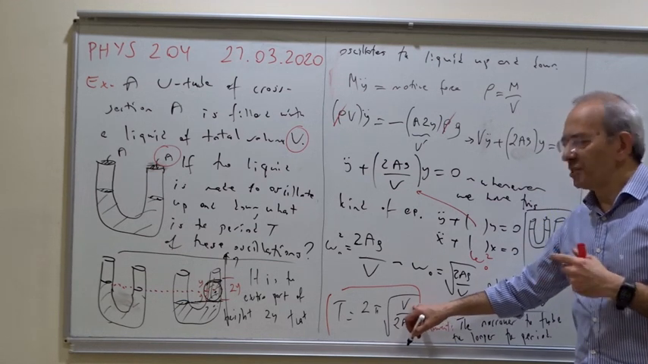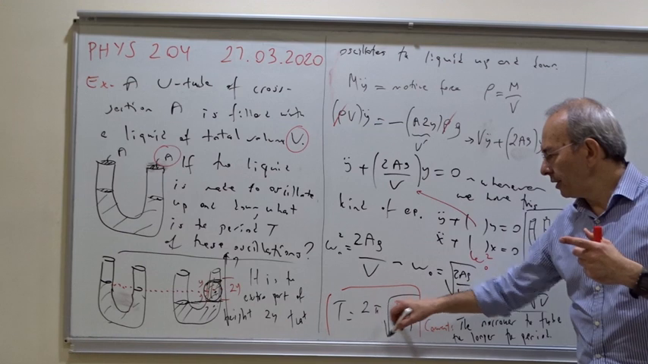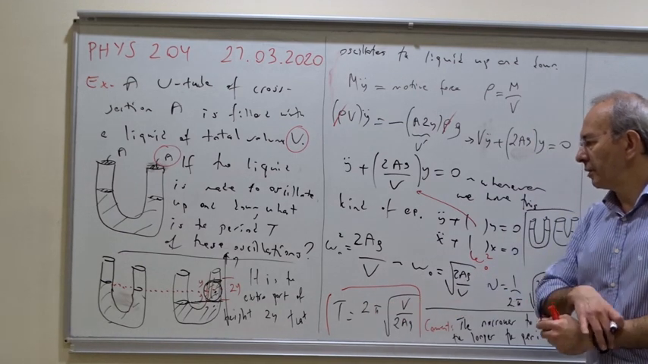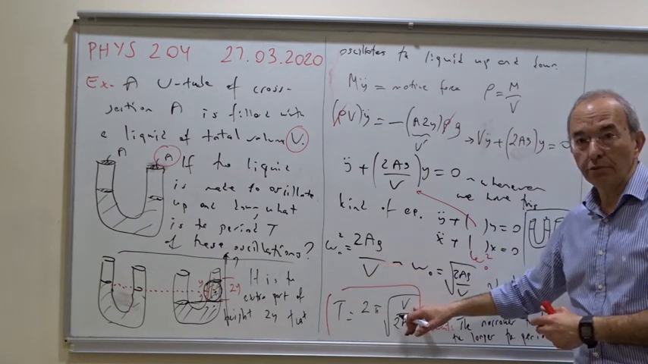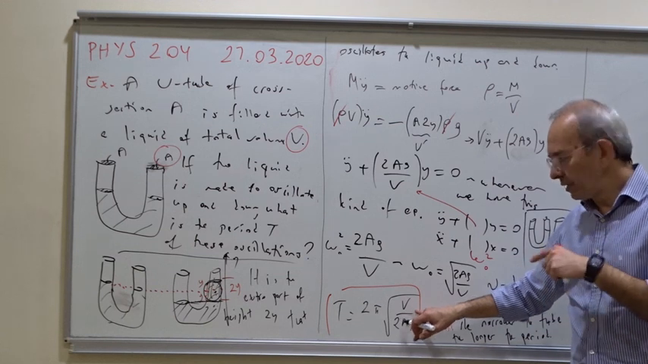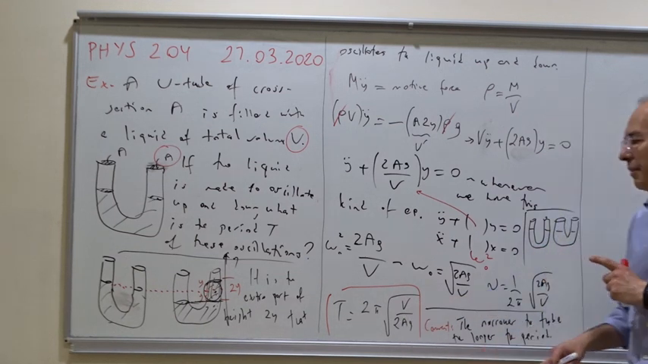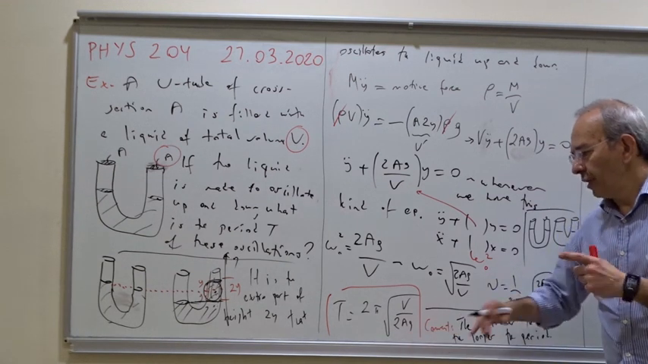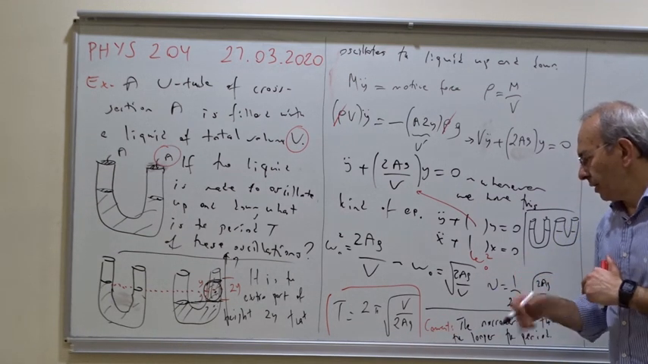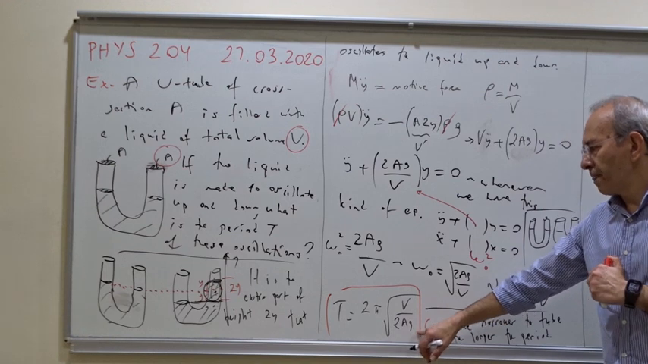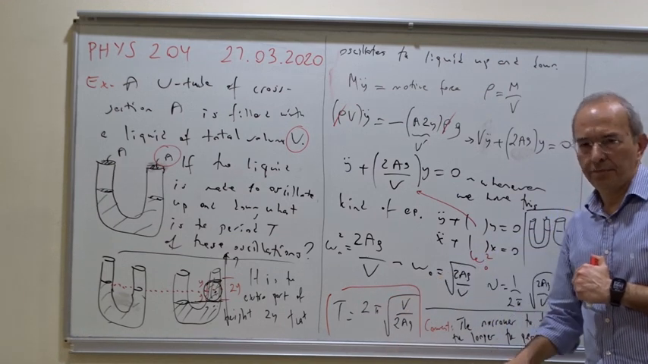On the other hand, as expected, the period depends on the volume, not linearly but as V to the 1/2. And g also is inversely related: the greater the g, the smaller will be the period.